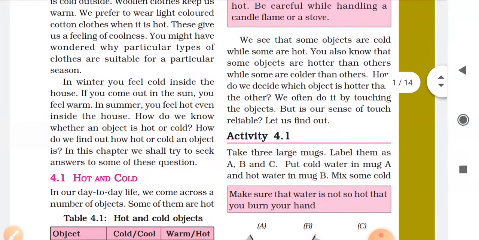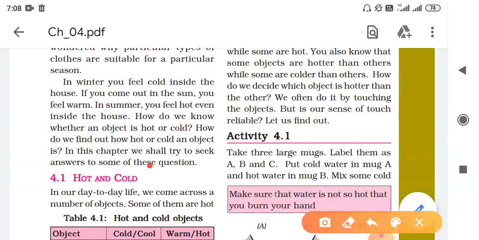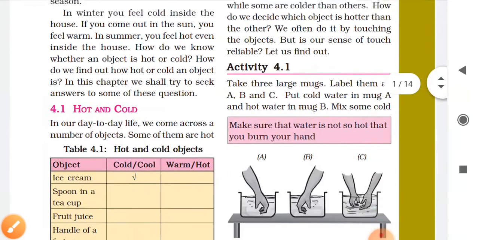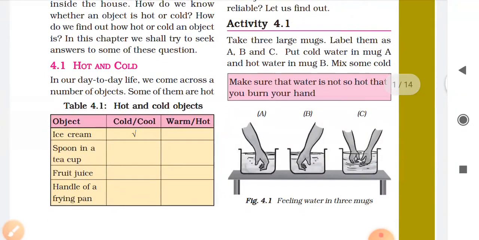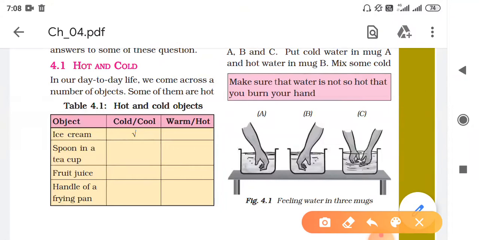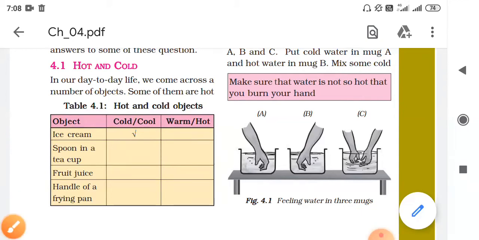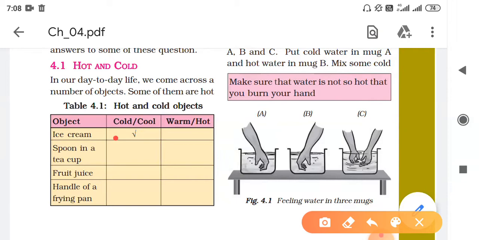चलो इस चैप्टर में हम ये अंडरस्टैंड करेंगे कि ऑब्जेक्ट हॉट है या कोल्ड. चलो देखते हैं. Now here in this table, students, you can see the objects given here. You can understand yourself and fill this table with a pencil. Ice cream is cold, and a spoon in a tea cup is hot or warm.